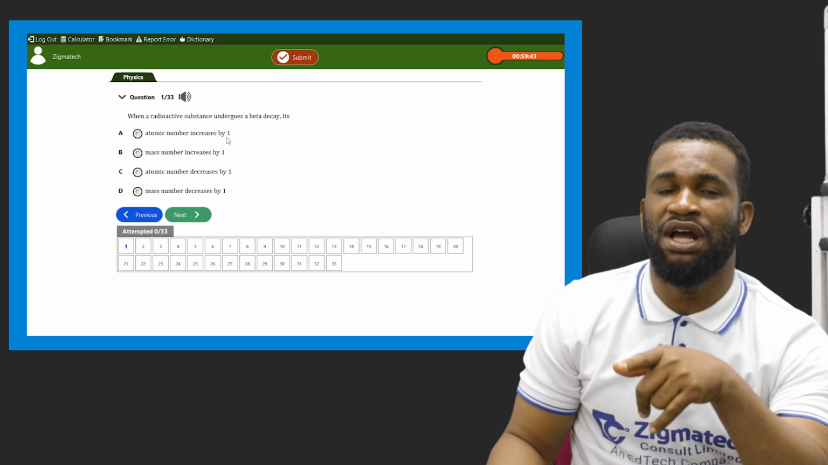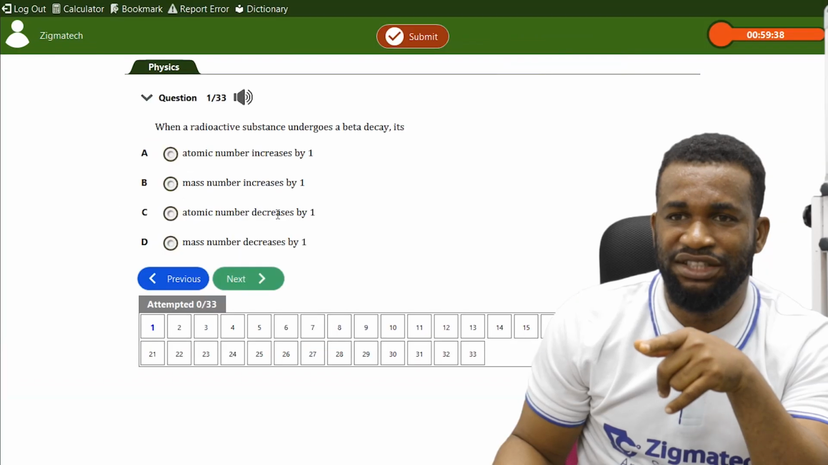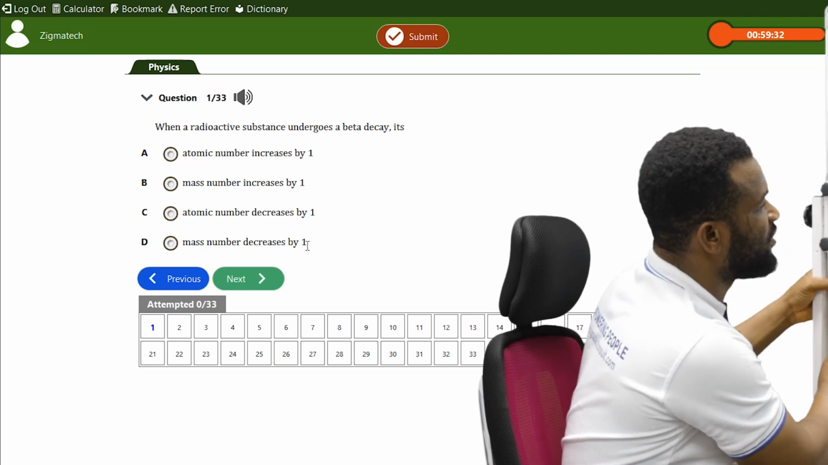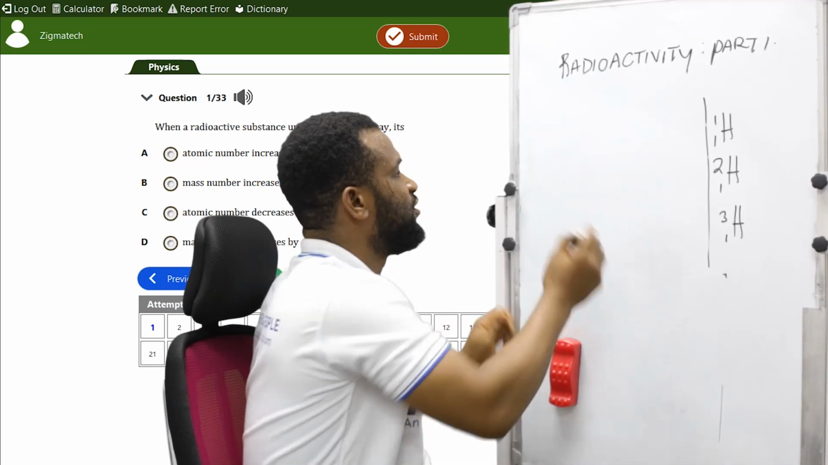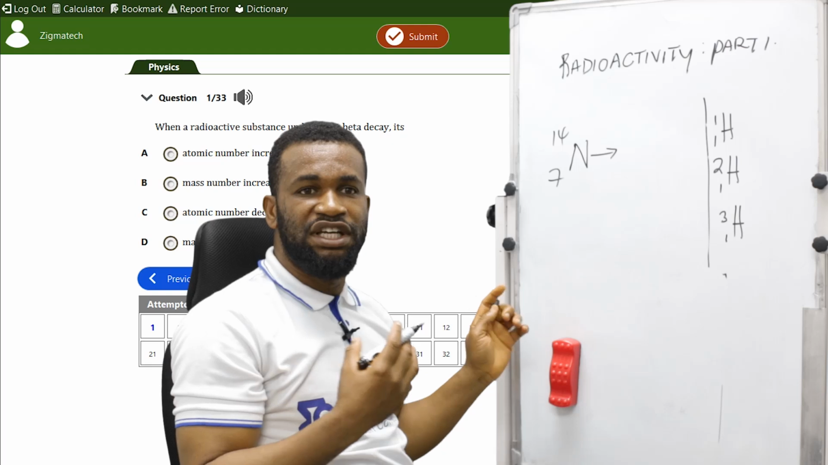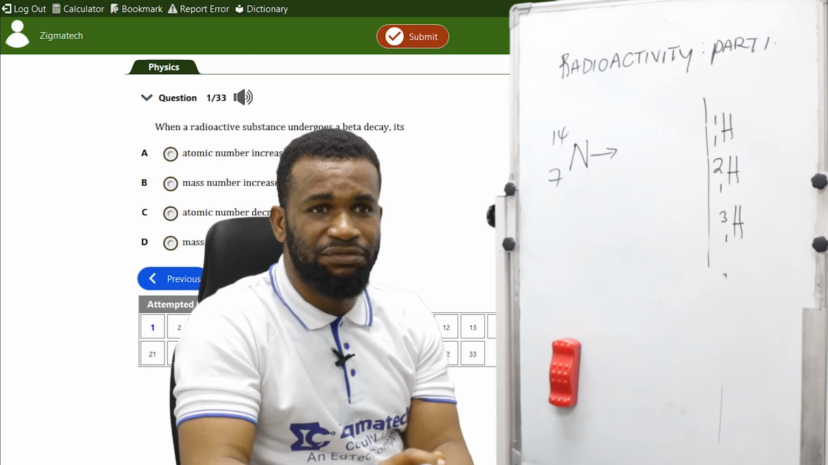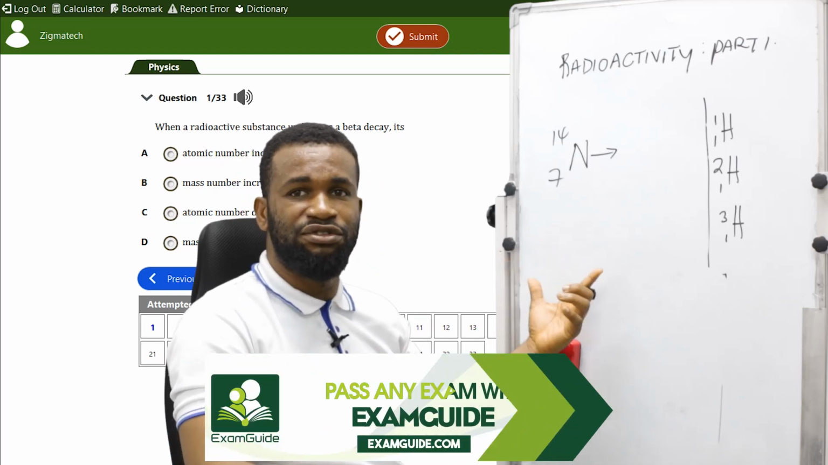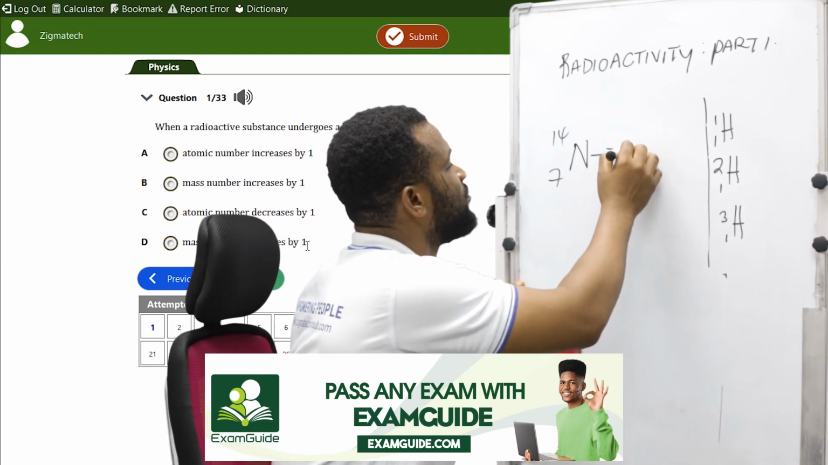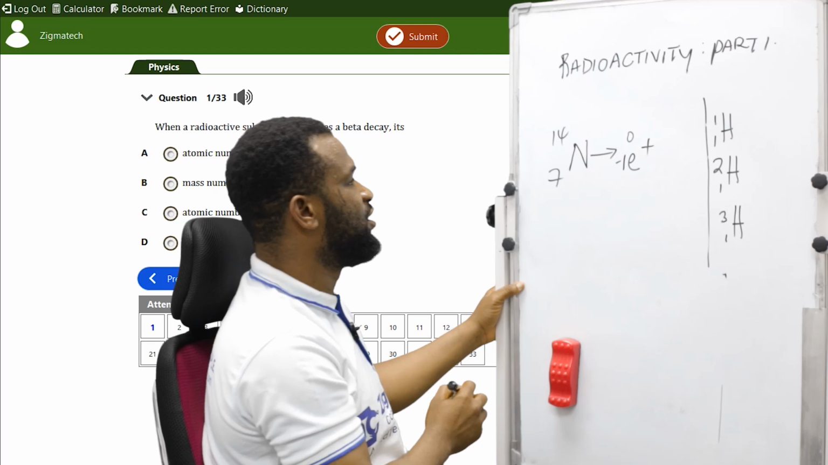Atomic number increases by 1. Mass number increases by 1. Atomic number decreases by 1. Mass number decreases by 1. So let me give you what that is. Let's use nitrogen 14 and 7. So if it gives off a beta particle, for example, even though what should go there is uranium, but let's use beta particle for that explanation. For example, you have 0 and -1, plus, -1 of this. Then plus what?